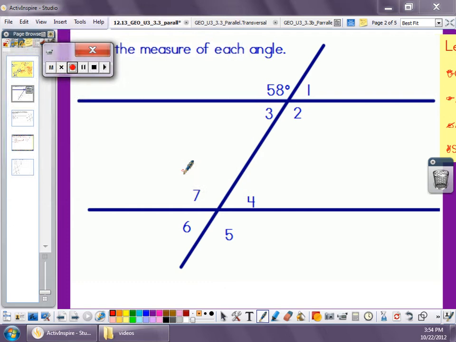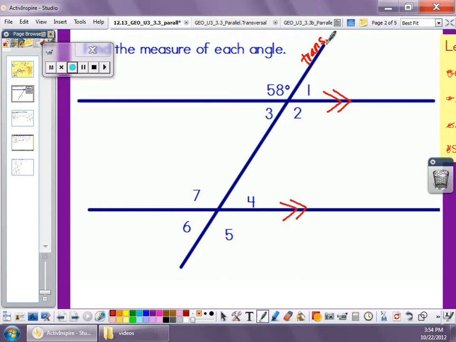Alright, so we're going to talk about parallel lines and transversal. Now, forgive me, I did not put the sign for parallel, but these two lines are parallel. And this here is my transversal. Now, I'm going to kind of fill in some degree measurements just from what I know.